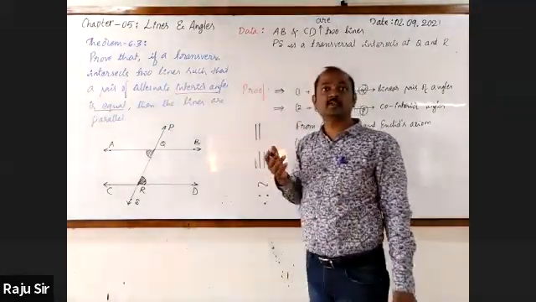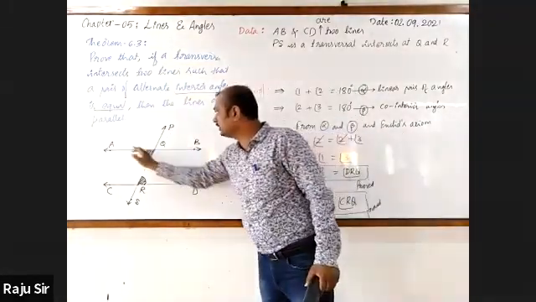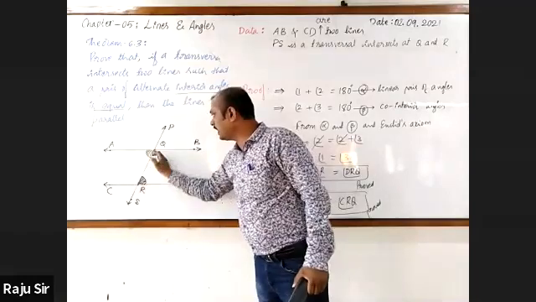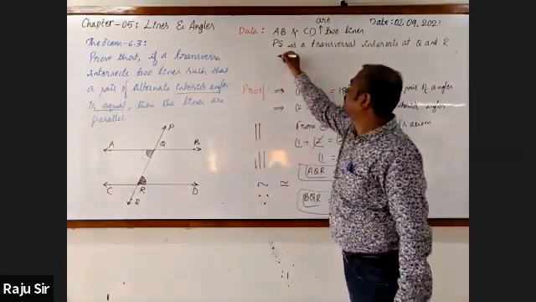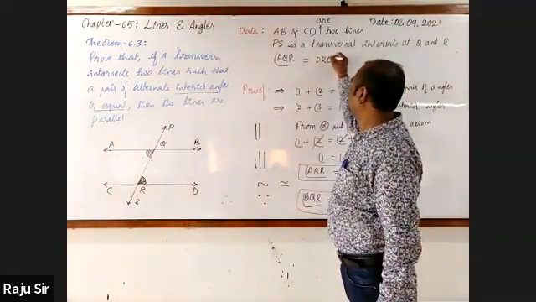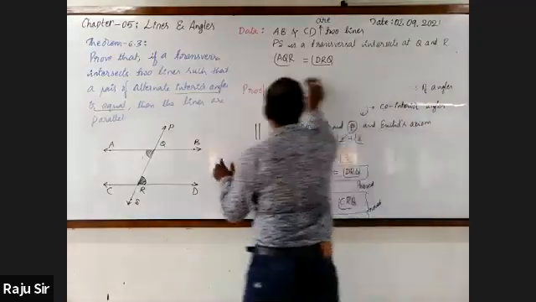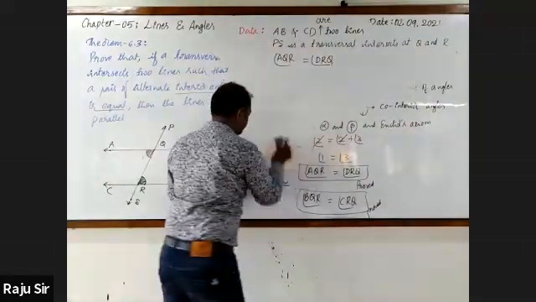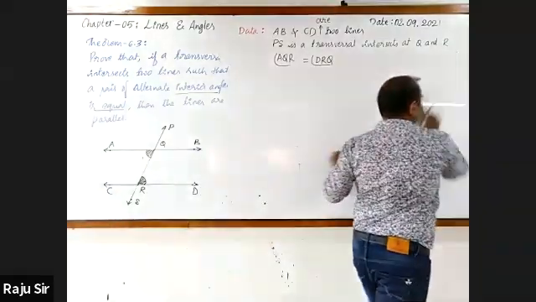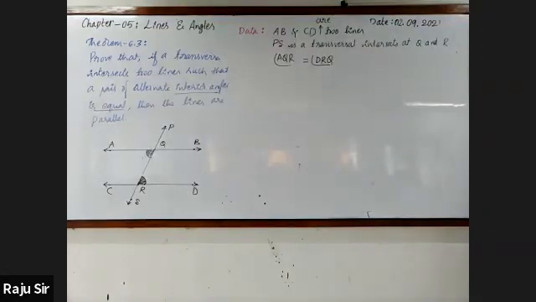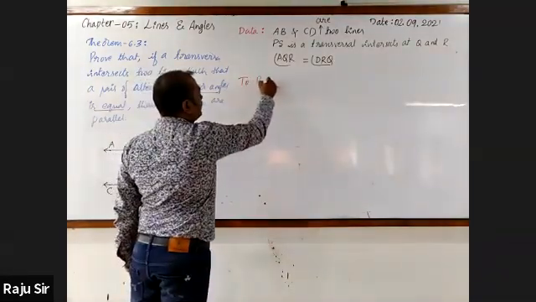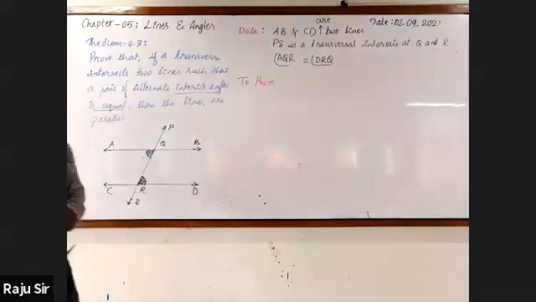They have given alternate interior angles equal. So I should write AQR. Right. Angle AQR is equal to angle BRQ. What is the next step? To prove. Right. To prove.